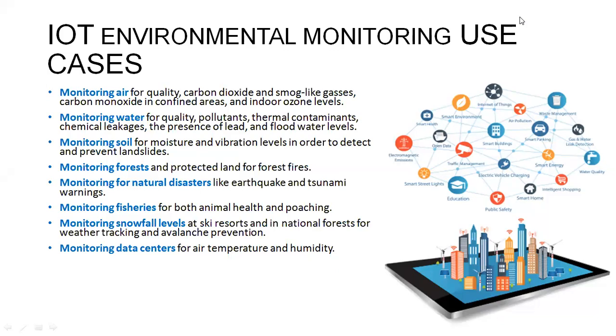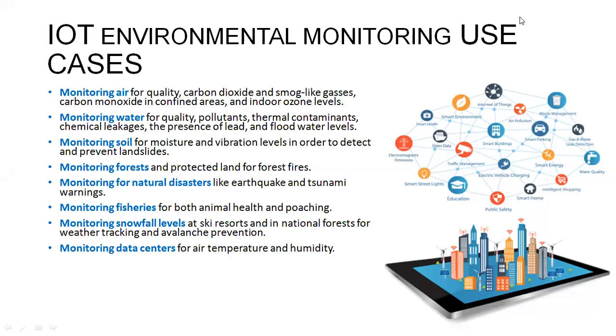Monitoring forest means if there is a fire in the forest, there are sensors which sense the fumes. And when they sense fumes, they give you the real-time information. Because in the forest, a person cannot be there every time, but the sensors are there every time and sense the real-time information. So it is very required in the future to sense such kind of mishappening.